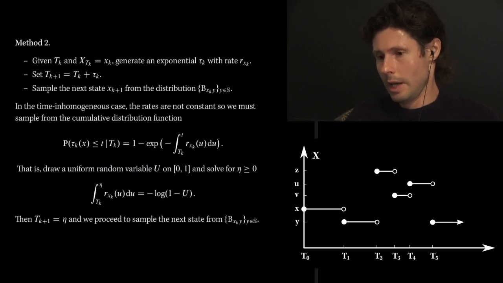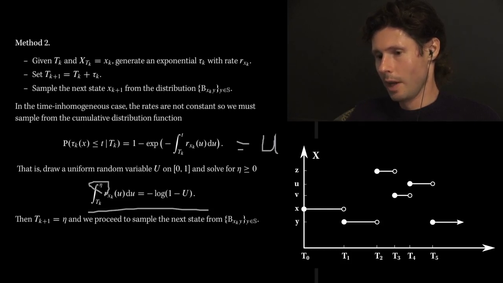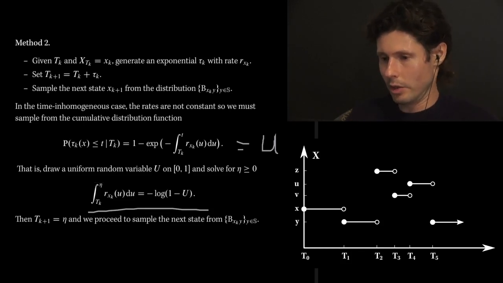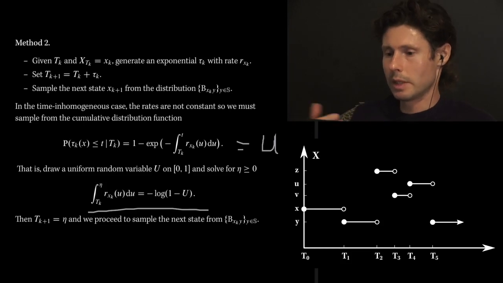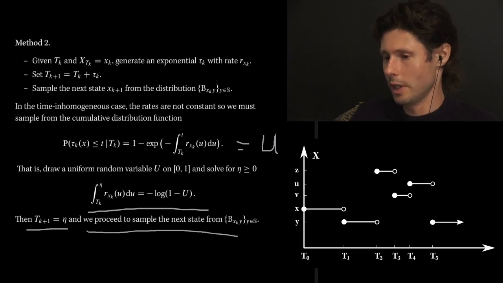So what I've done here is I've drawn a uniform, and I've essentially partly inverted it. And now what you get by setting this quantity equal to u, my writing is terrible, but there it is, and then I just partially solve it, and now my goal is to solve for this eta here. This is going to be my t_(k+1). So obviously you need some sort of numerical method here. This could be a complicated integral, but skipping the details, if you do solve for this eta, you have the next jump time, and you proceed to sample the next state.